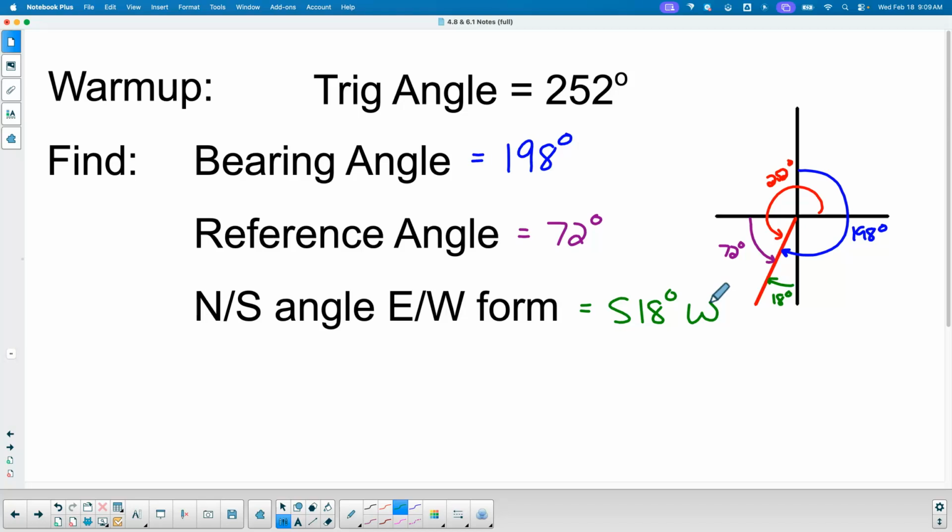Questions on those three? Okay. You will have a formative that will include vectors and bearing angles and navigation angles and all of that stuff this week, Friday, the day after tomorrow.